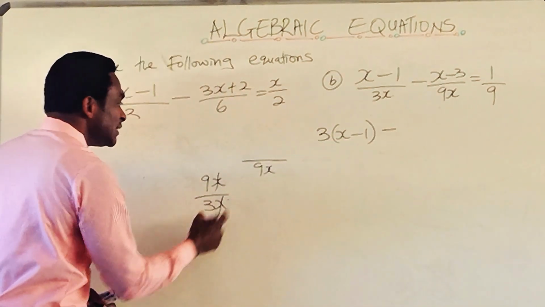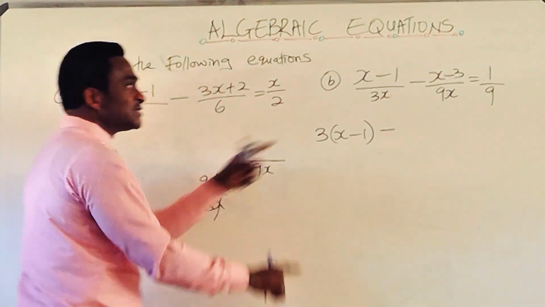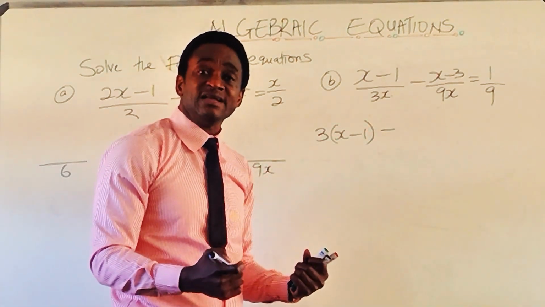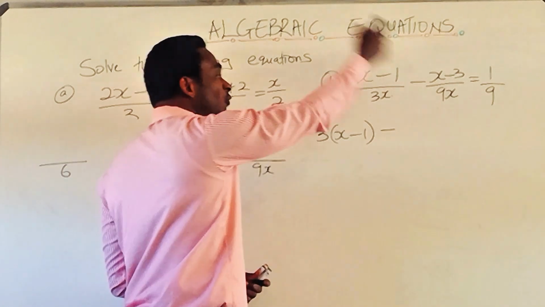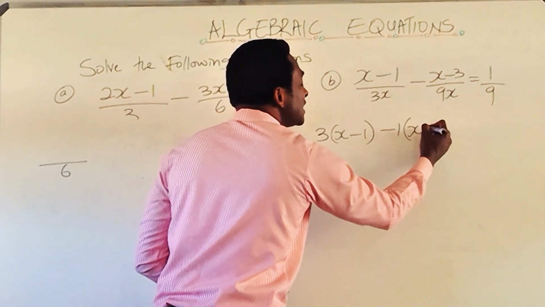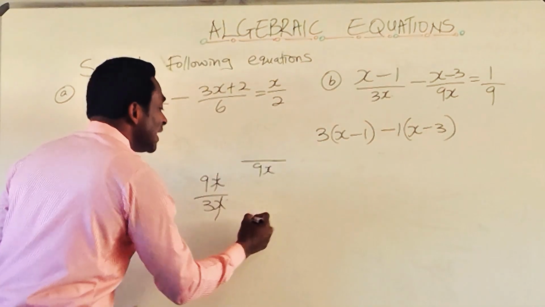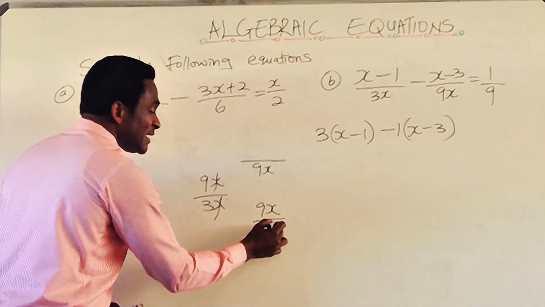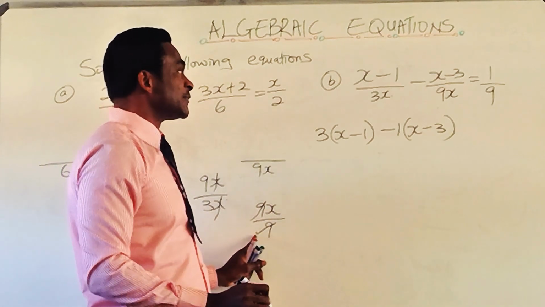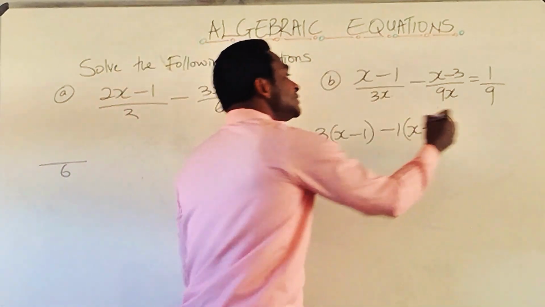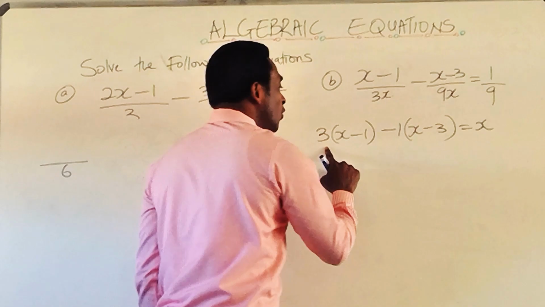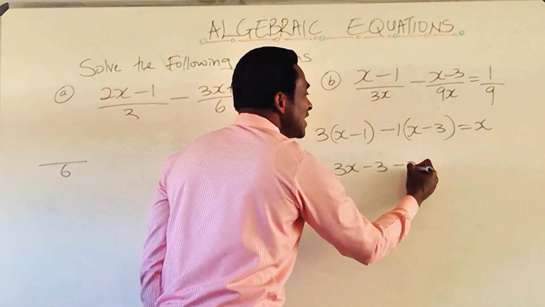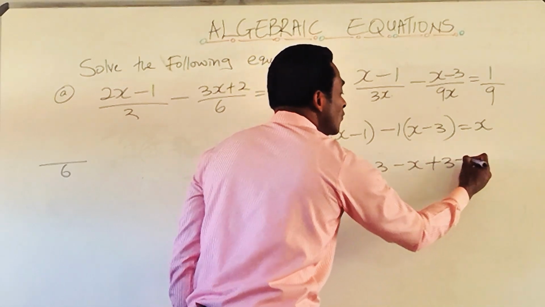Minus. We go again. LCD 9x, denominator 9x. Anything dividing itself gives you a 1. So we have 1 times x minus 3. Then the last one, we have the LCD 9x divided by 9. 9 we cancel out, we have 1. x times 1 is x. So when we simplify this, we have 3x minus 3, and I have negative x plus 3 equals x.